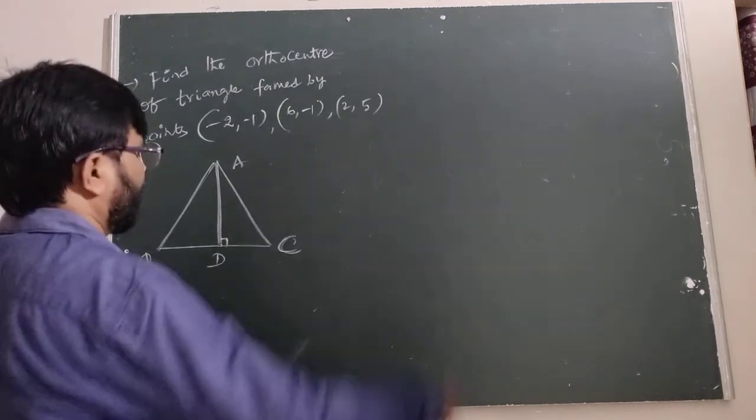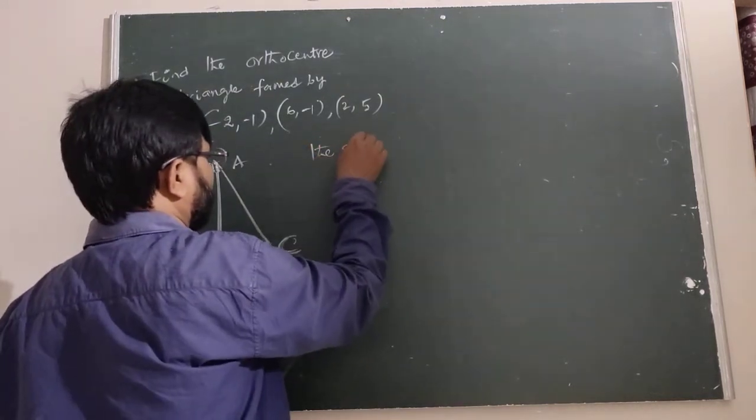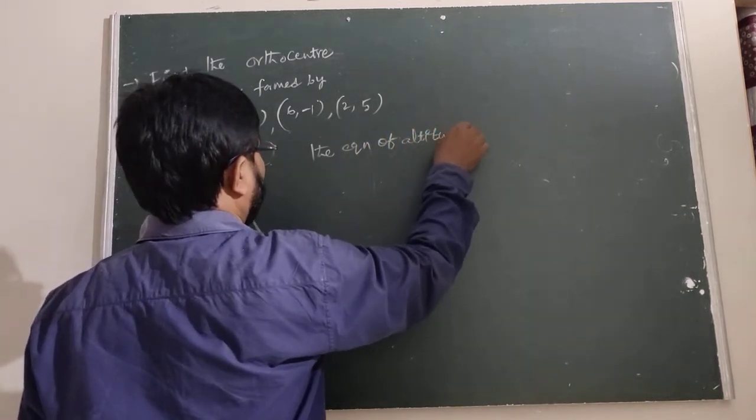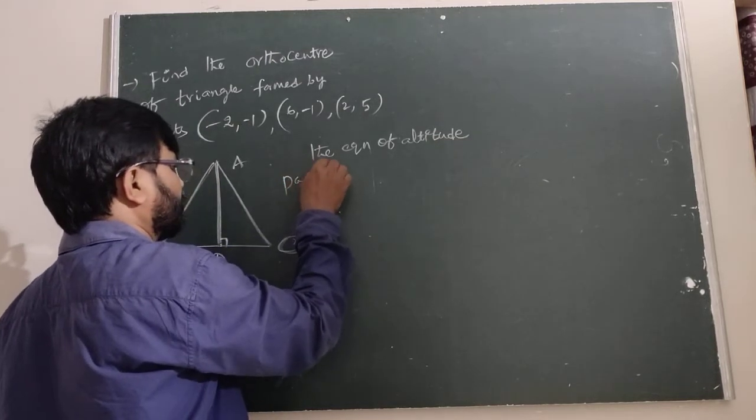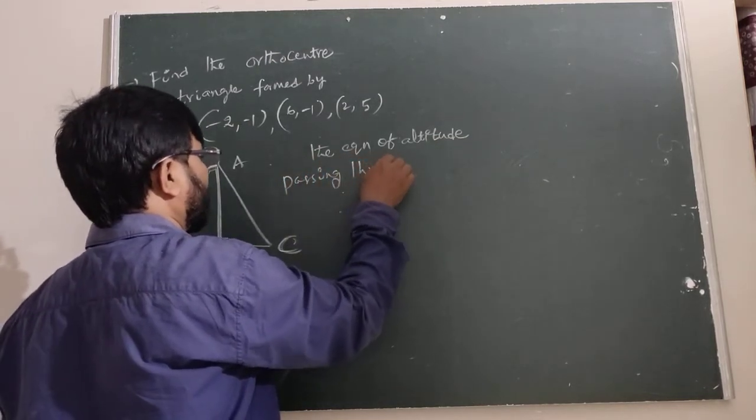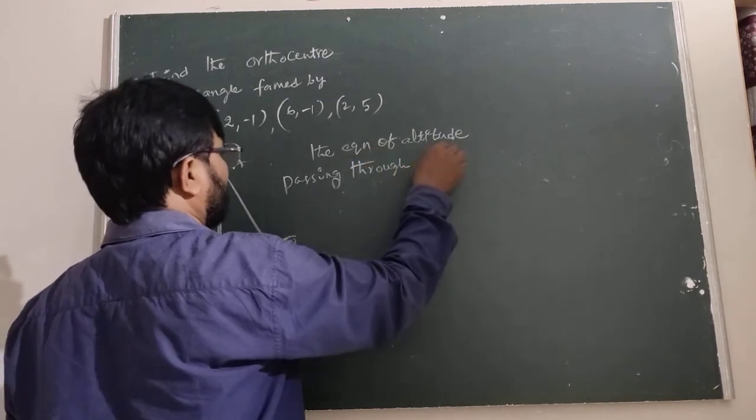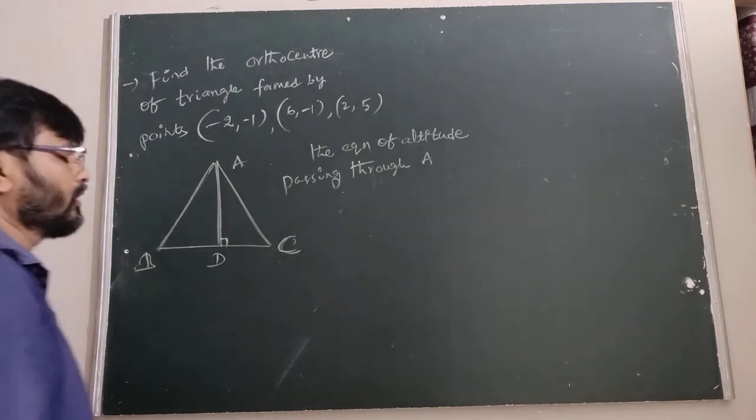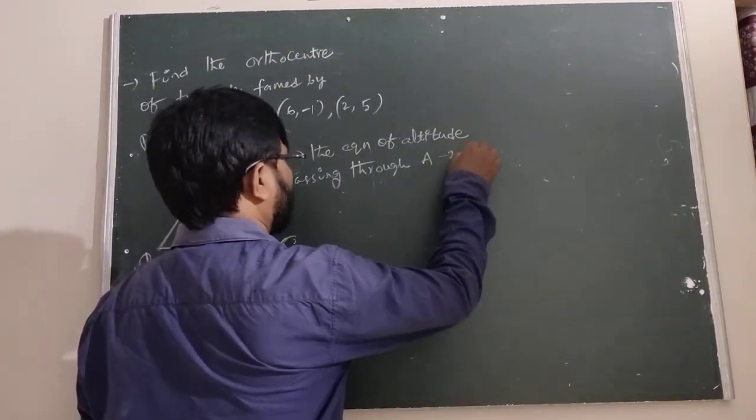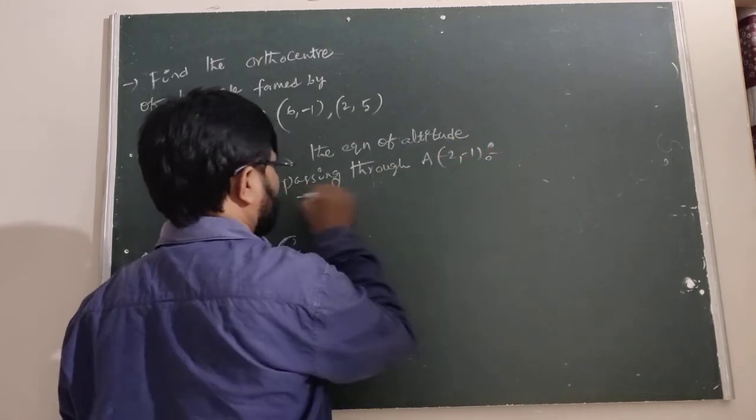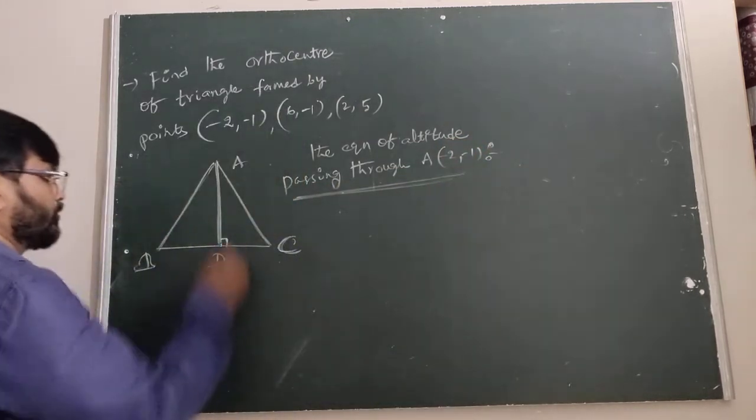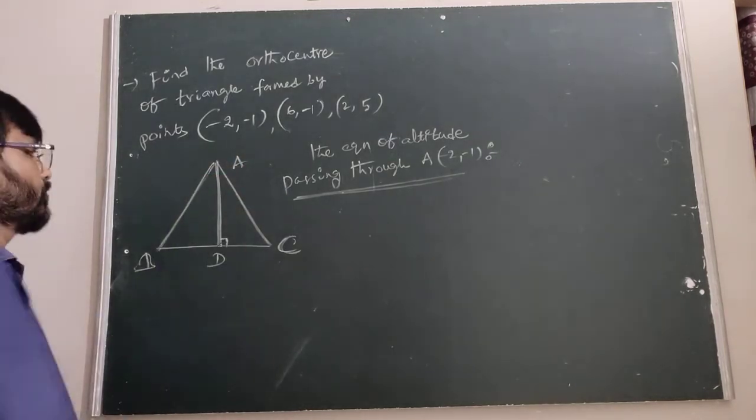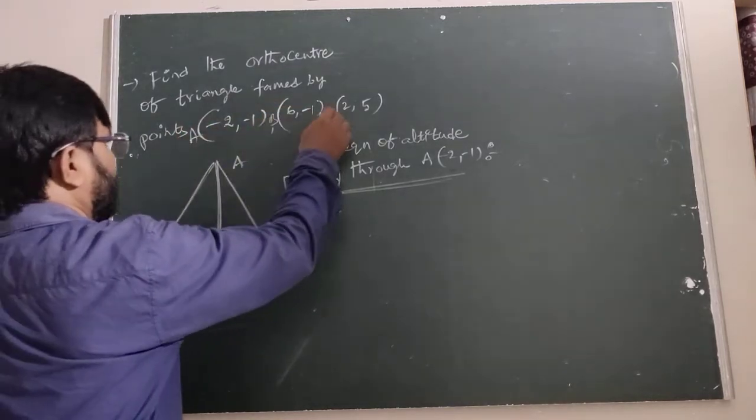Now, first we find the equation of the altitude passing through the point A. A is here (-2, -1). Just now we discussed that the altitude passes through the vertex and is perpendicular to the opposite side. First we find, this is ABC.